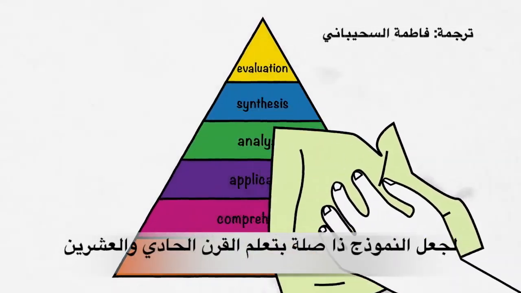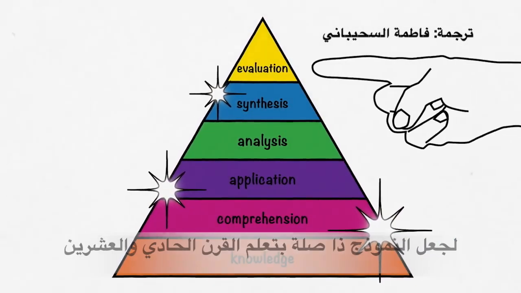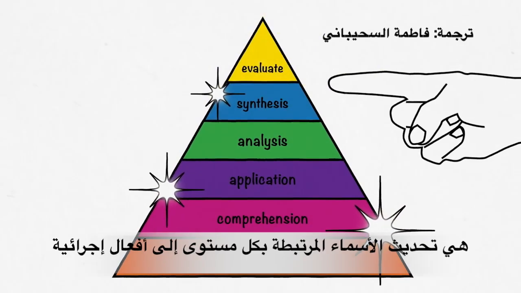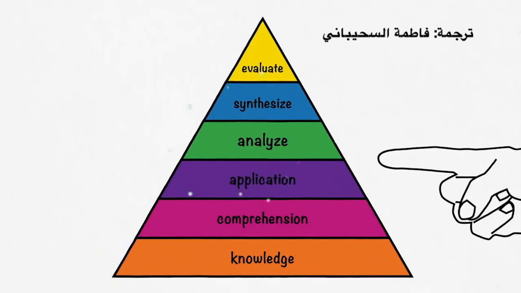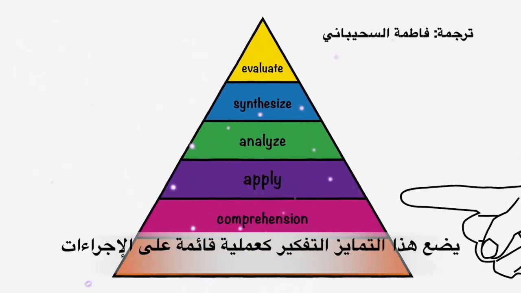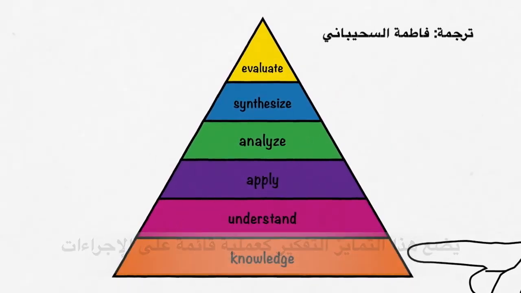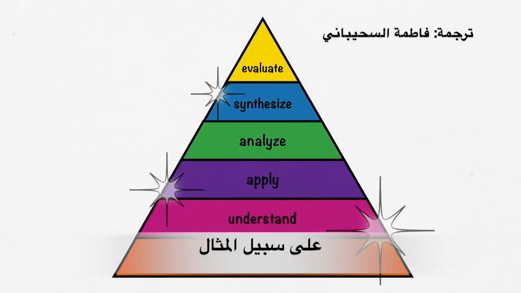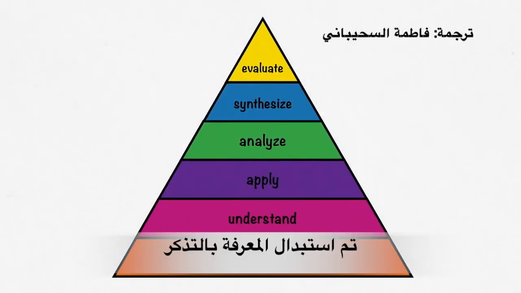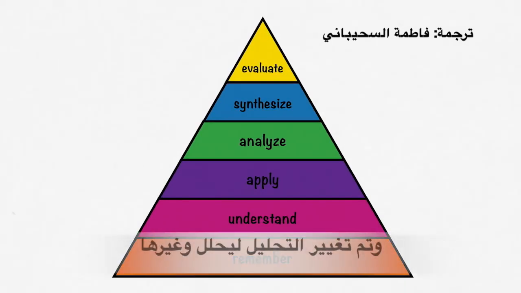To make the model relevant to 21st century learning, one of their main changes was updating the nouns associated with each level to action-oriented verbs. This differentiation positions thinking as an action-based process rather than one of passive acquisition. For example, knowledge was replaced with remember, analysis was changed to analyze, and so on.